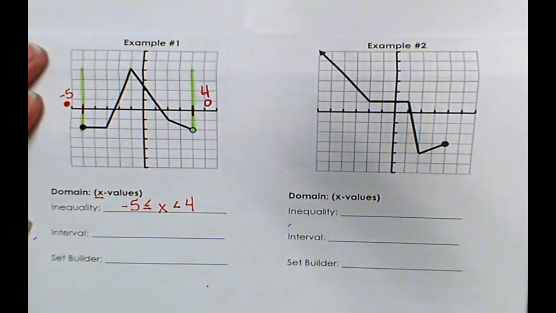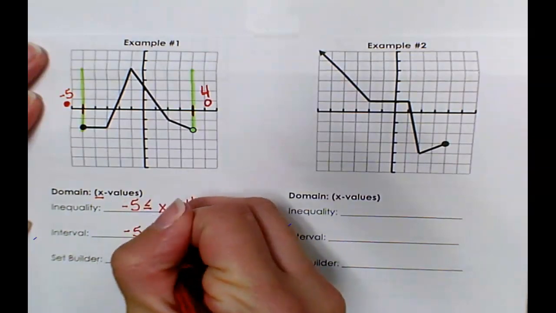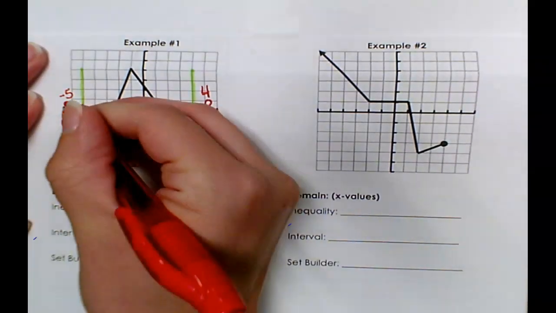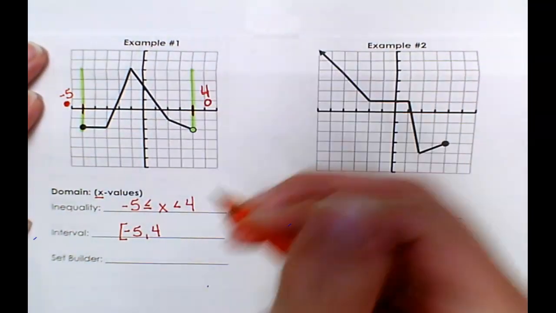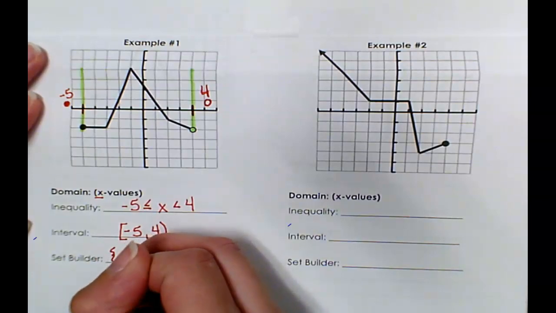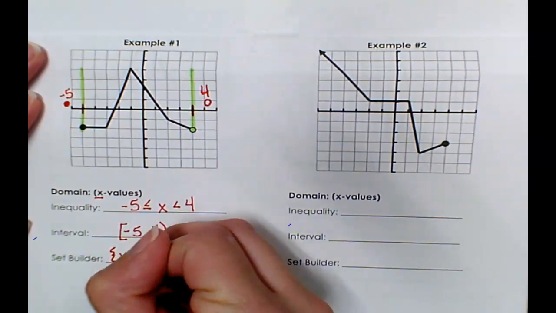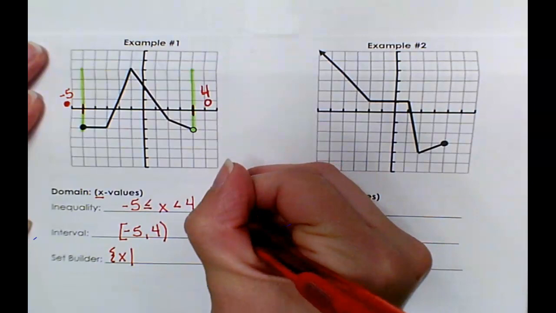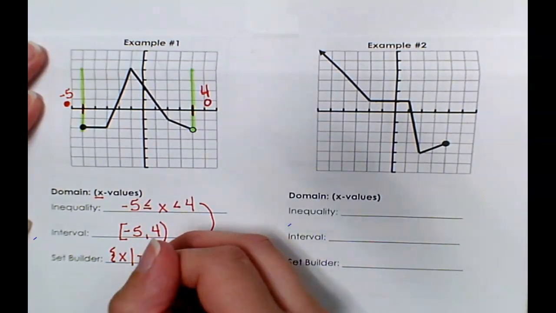So I'm going to go on to write my interval notation. My boundaries were negative 5 and 4. I have a closed point, which indicates a bracket, and an open point, which indicates a parenthesis. So there's my interval notation. And then finally, set builder notation. I'm going to open with a brace. So it's the set of all x values such that, and then remember that this comes down and is inserted into set builder notation.